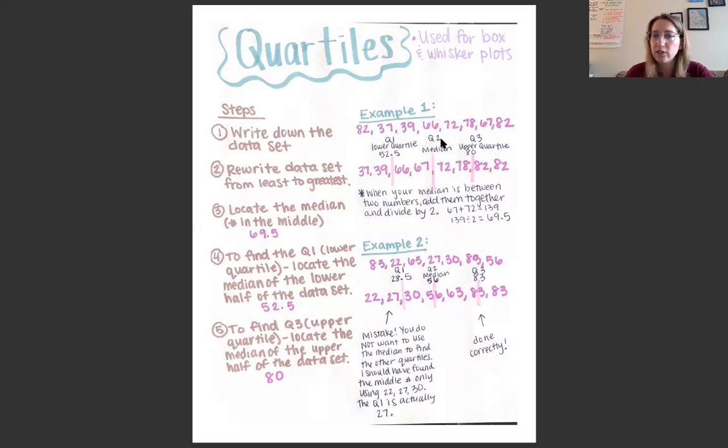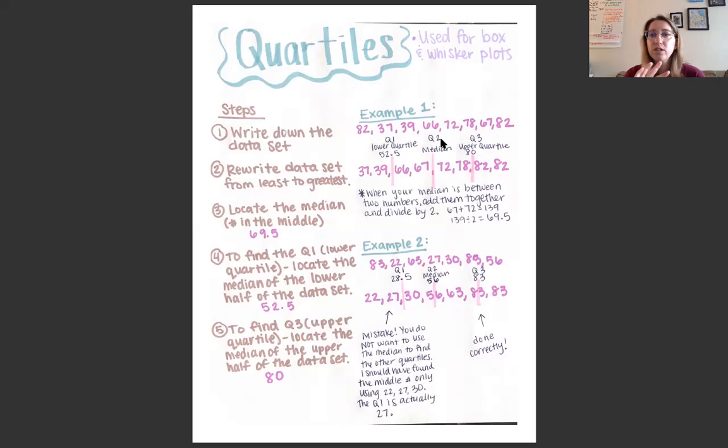So what you'll see on your practice sheet is it wants you to find quartile 1, quartile 2, and quartile 3. Okay? Quartile 2 is just that median, what we just found, 69.5. Okay? Now, here's a modification for you.